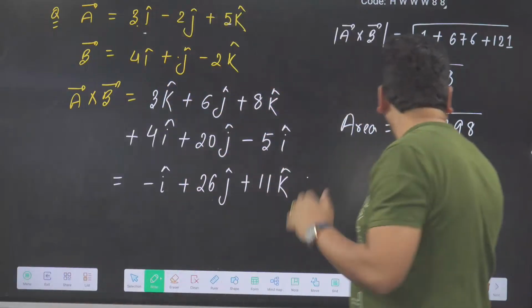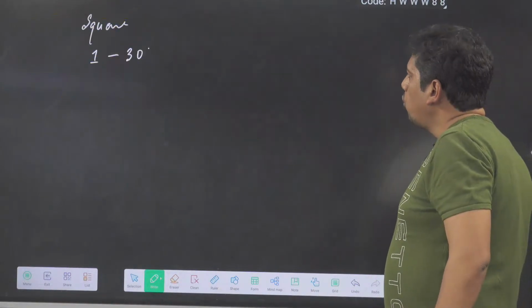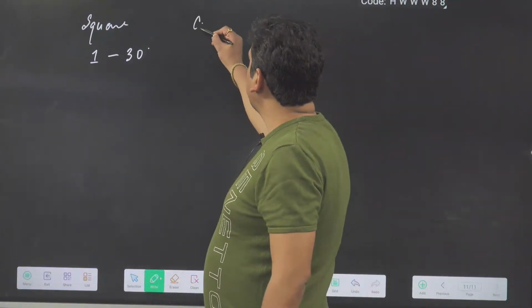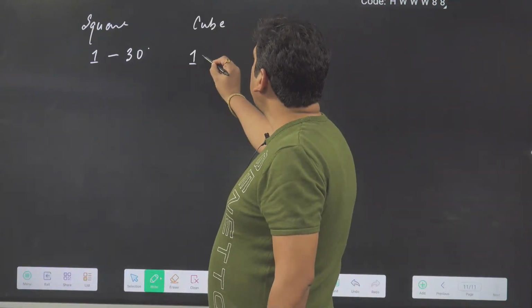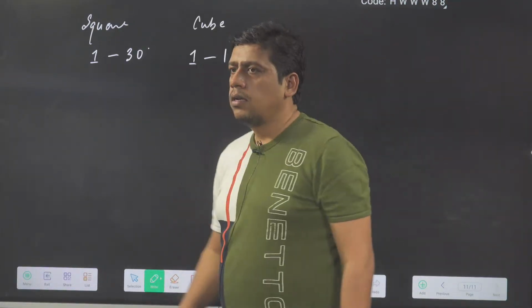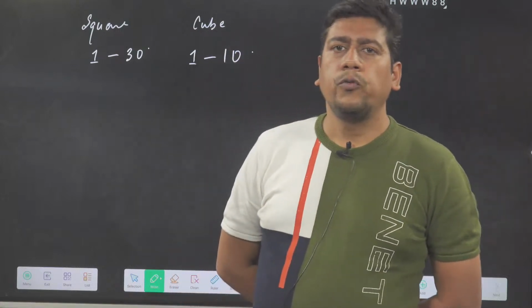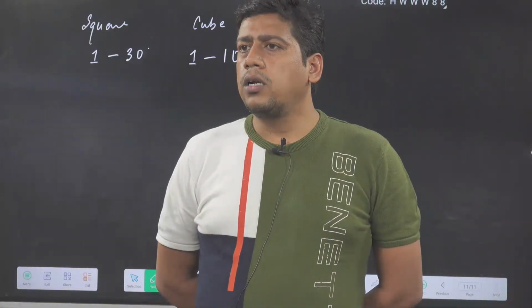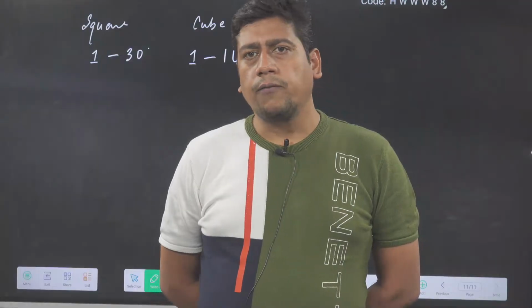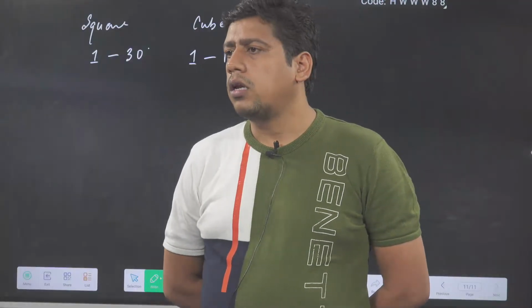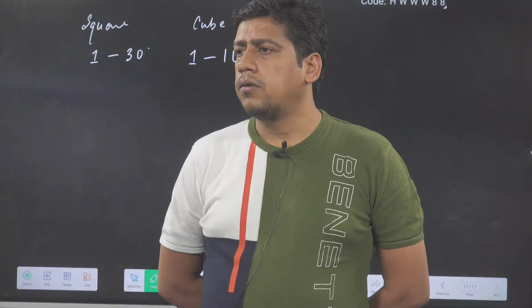cube also you should remember. Cube kahan tak yaad karega? At least remember 1 to 10. If not more, please remember from 1 to 10. Ki 1 cube is 1, 2 cube, 8, 3 cube, 27, 4 cube, and so on and so on. ठीक है बच्चा?